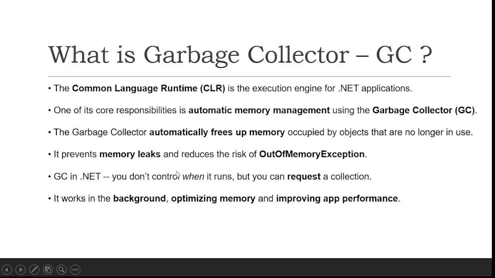With the garbage collector in .NET, you don't control when it runs. It is done automatically through the .NET framework; you don't have to control it. But you can request a collection. If you want, you can request a collection by writing one line of code, GC.Collect. In this way you can request the garbage collector to run explicitly. It works in the background, optimizing memory and improving application performance. Let's move to the next slide.